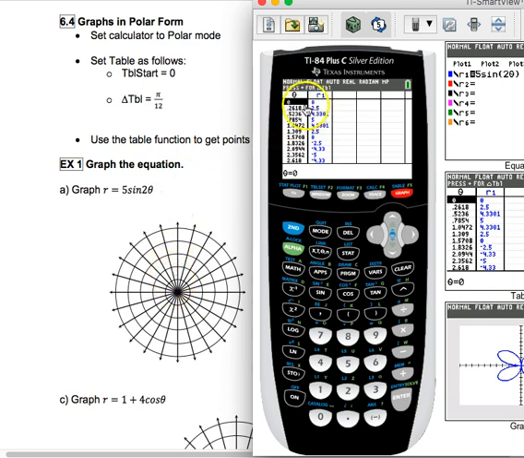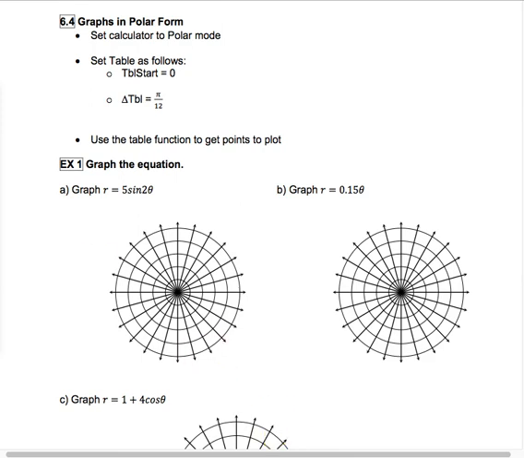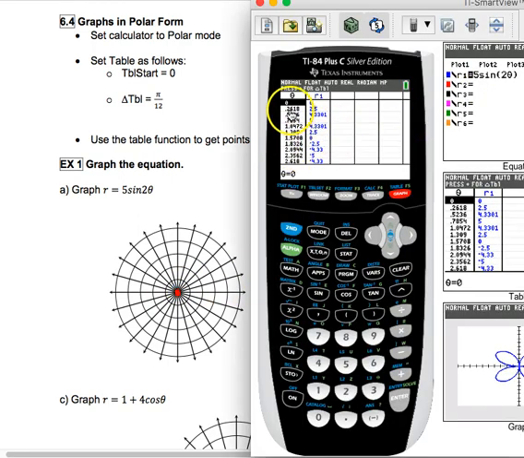So 0, 0 is our first point, so that seems easy enough to plot. So choose my color. 0, 0 is going to be right there in the middle. Then I look at the next one, and at pi over 12, I've got 2.5.